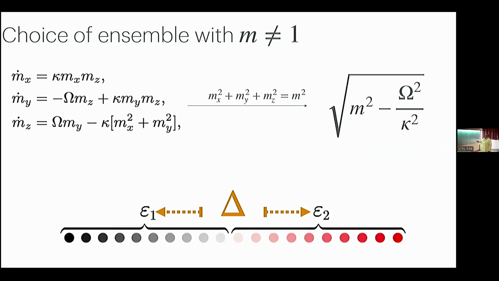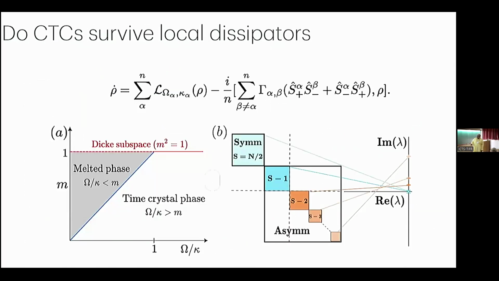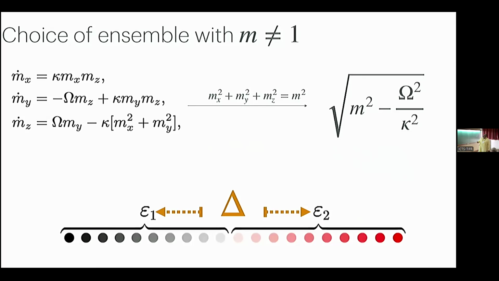Then what you can show is that the eigenvalues go as the square root of m square minus omega square over kappa square. That's the reason I made this comment before, that for every value of m, we can show that there is a melted to time crystal transition at finite m, and all the way out to m=1, where we simply recover the Dicke physics that was done before. So that's the eigenvalue analysis.